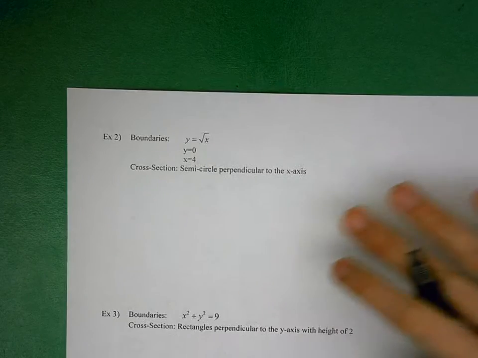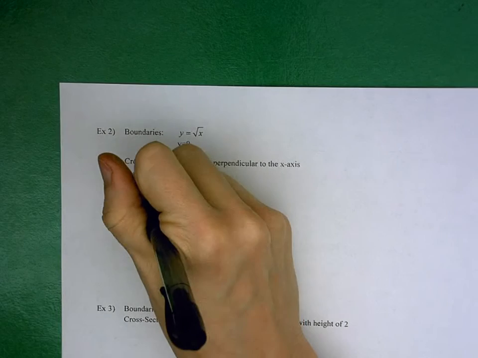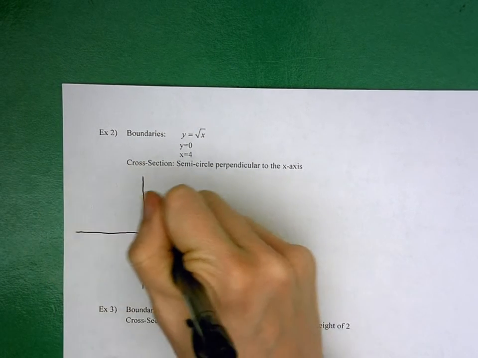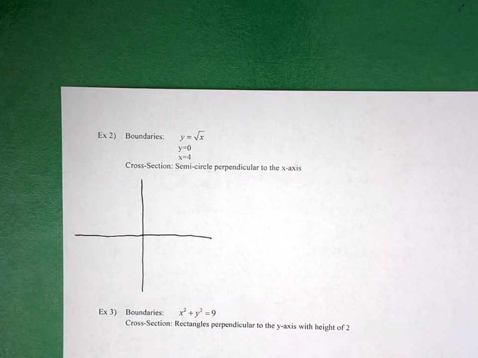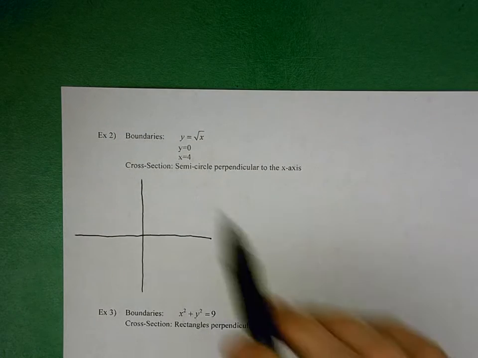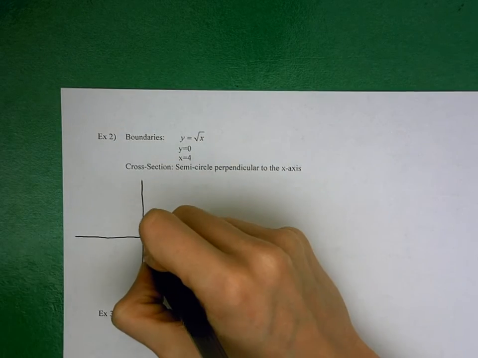Let's go ahead and look at another here. Example 2. Our boundaries are y equals root x, y equals 0, and x equals 4. Okay, so this particular cross section is the one that you do want to make sure you're a little bit more careful about. It's one of the formulas you're going to have to manipulate a little bit here. Okay, we have semicircles. Let's go ahead and start with drawing our shape here.